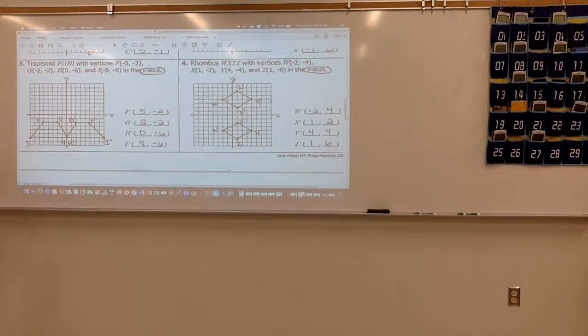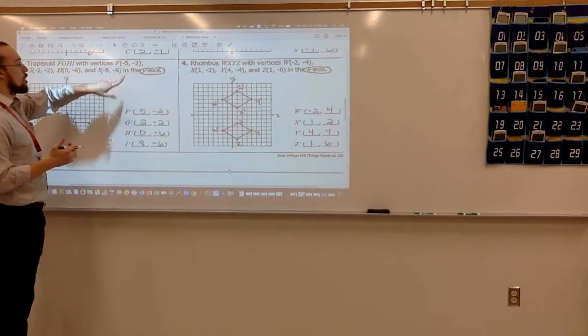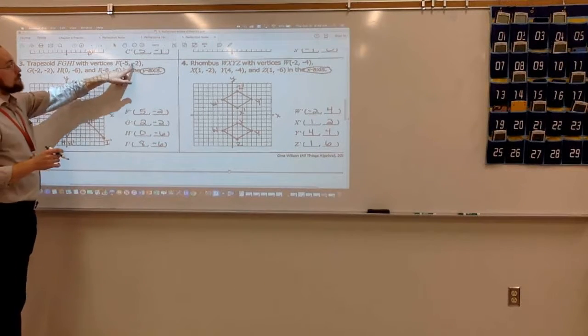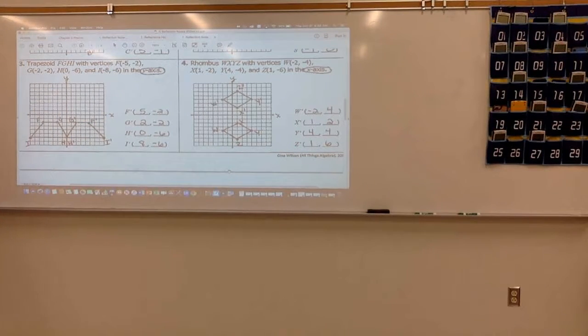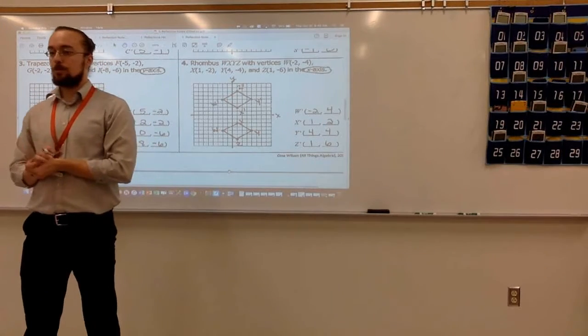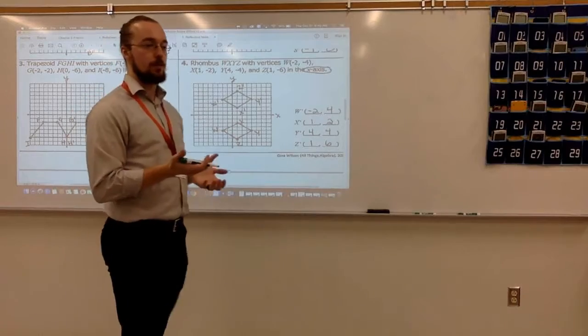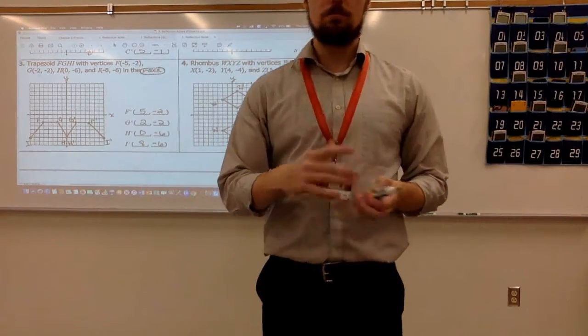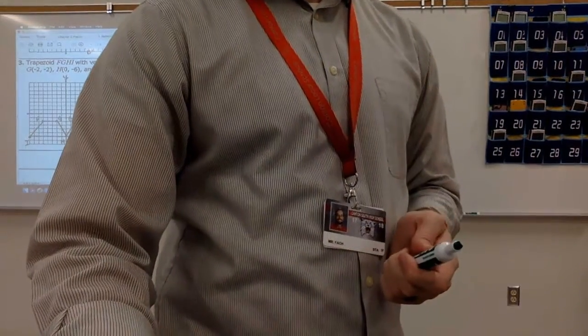I did also see a few people as I was walking around mix up coordinates. Okay, so they plotted -5, -2 backwards. If you don't remember how to plot coordinates or it trips you up a little bit, use Desmos. Okay, type them into Desmos and see exactly where they should be. I'm actually going to do the next couple, show you how to use Desmos to do that.